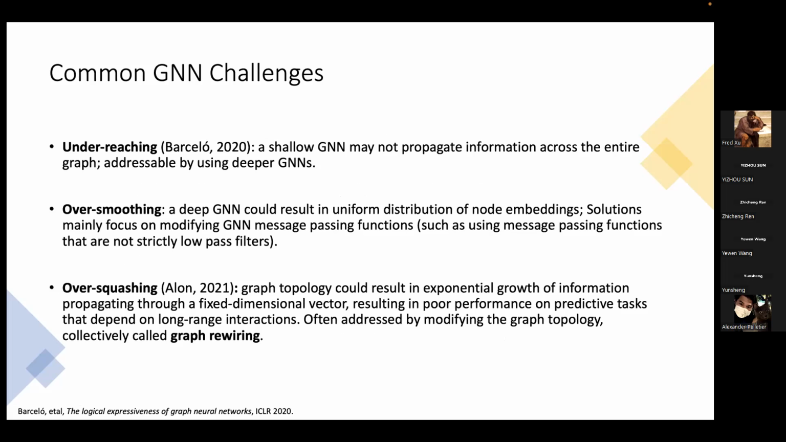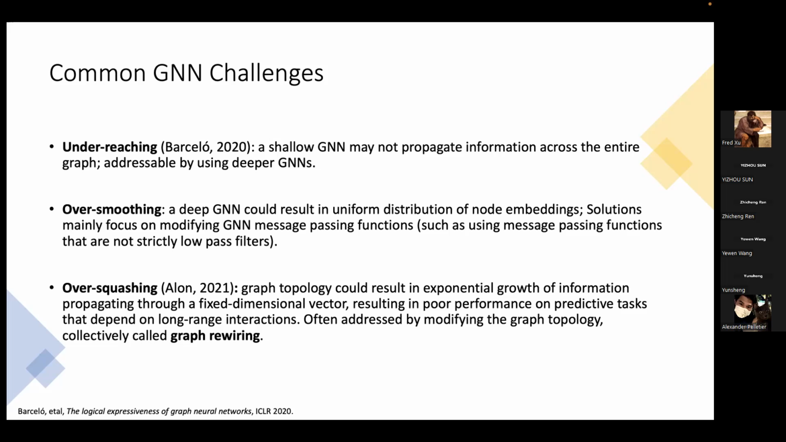So first we go over the three main challenges in GN. The first one is called underreaching. This means when you have a large graph and you need to propagate information to all the nodes, but you have a very shallow GN. This is commonly addressable by using deeper GNs. The second one is called oversmoothing. It's about all the node embeddings becoming somewhat uniform, because after a long time of message passing, they learn only the features of their computational neighbors.